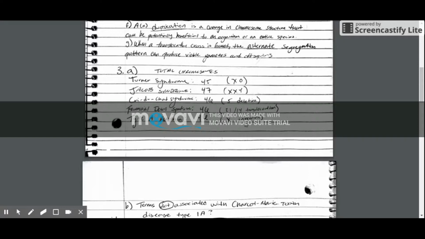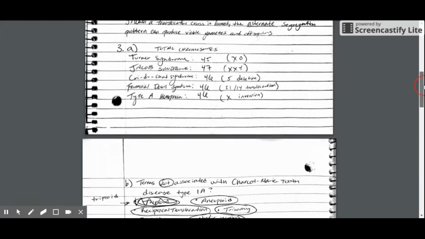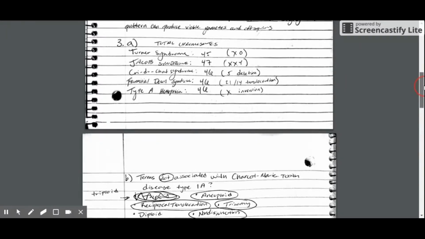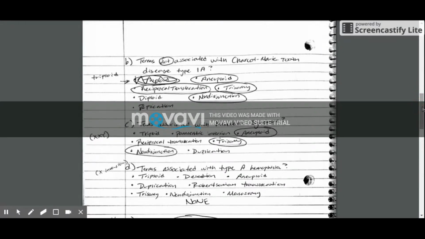Familial Down syndrome, same thing I talked about. You still have your chromosomes 21 and 14. There's just that translocation. Type A hemophilia, you still have 46. There's just an inversion on X. So you still have X. It just has an inversion on it. B, we're talking about terms not associated with the Charcot-Marie-Tooth disease.